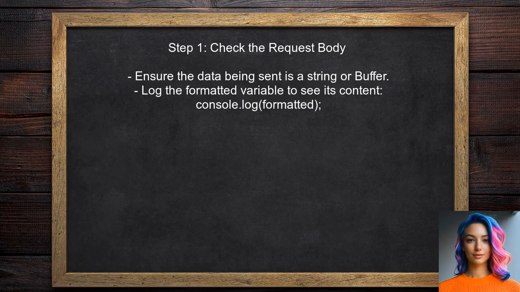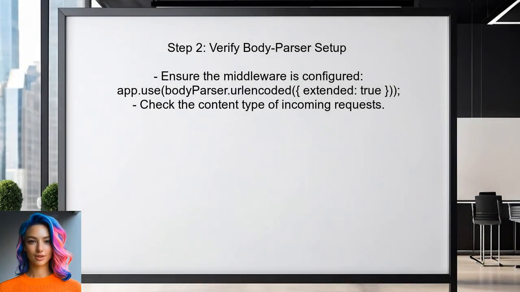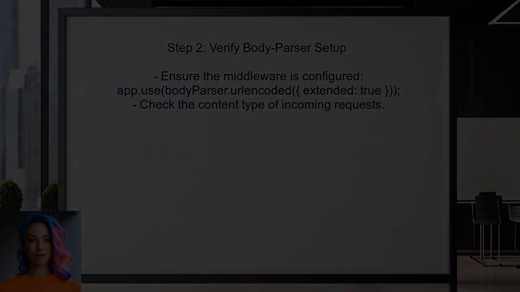To address the error, the user should first check the data being sent in the request. The error message indicates that the first argument must be a string or buffer, which suggests that the body of the request is not formatted correctly. Next, the user should ensure that the body parser middleware is set up correctly. Since the user is using body parser to handle URL-encoded data, they should confirm that the incoming request's content type matches what body parser expects.